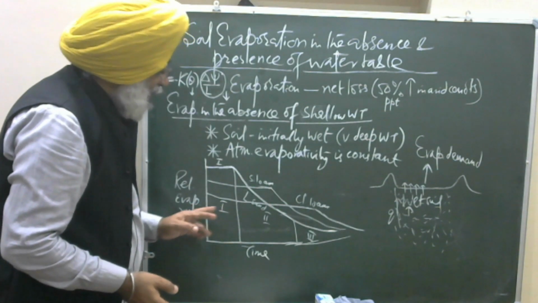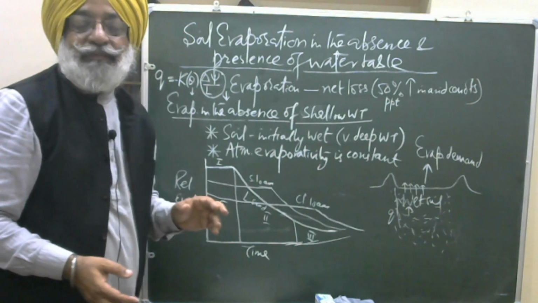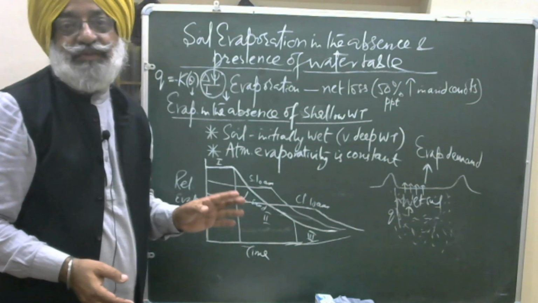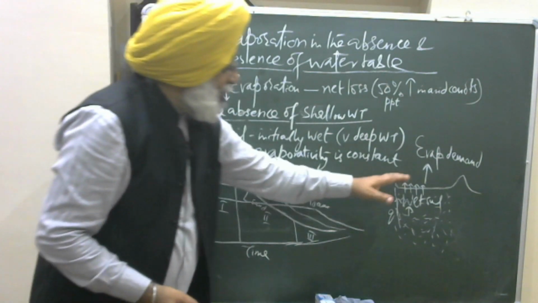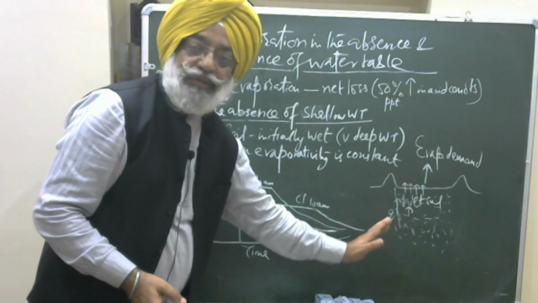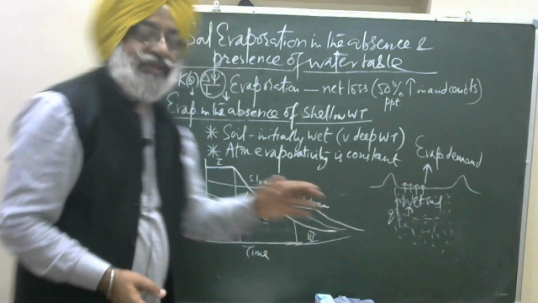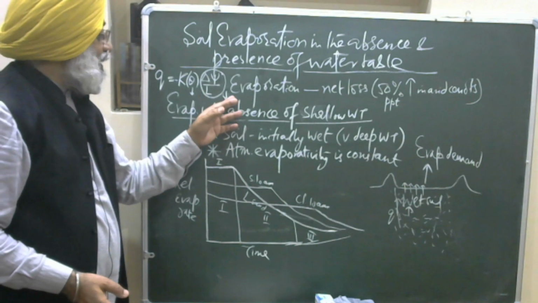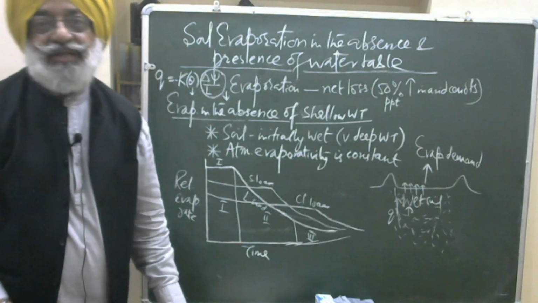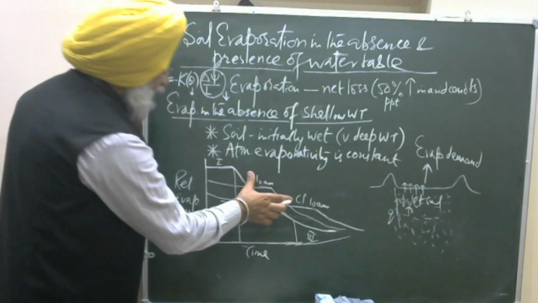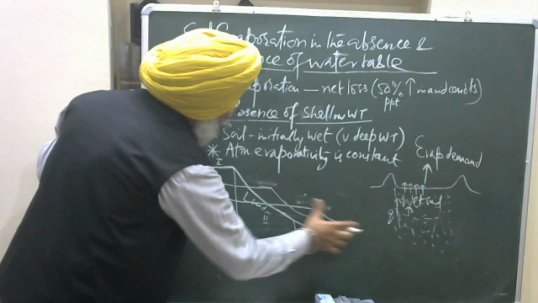So that's why the finer the texture of the soil, the longer will be the period of stage 1. And then as the water content increases, the uprise of water in the profile to the surface decreases because of decreasing hydraulic gradient as well as hydraulic conductivity. Stage 2 starts.